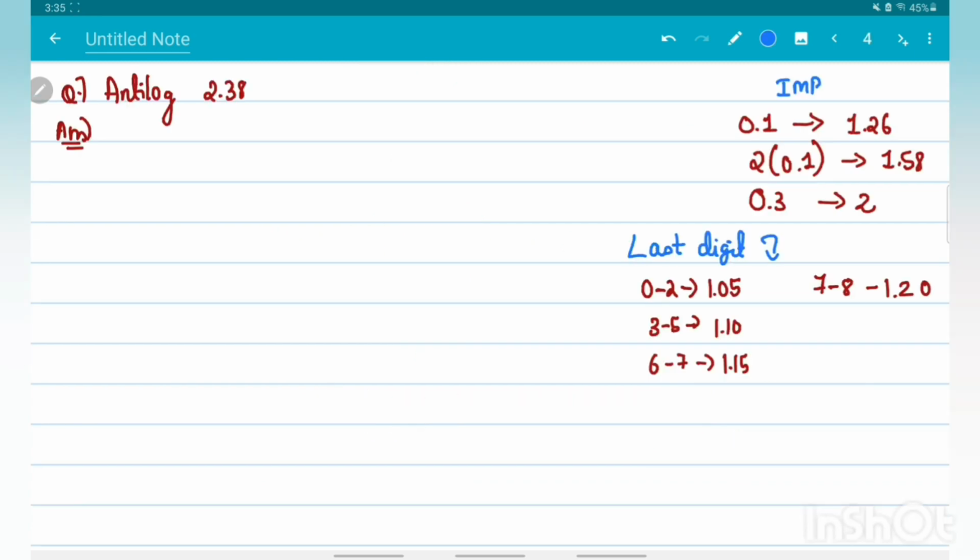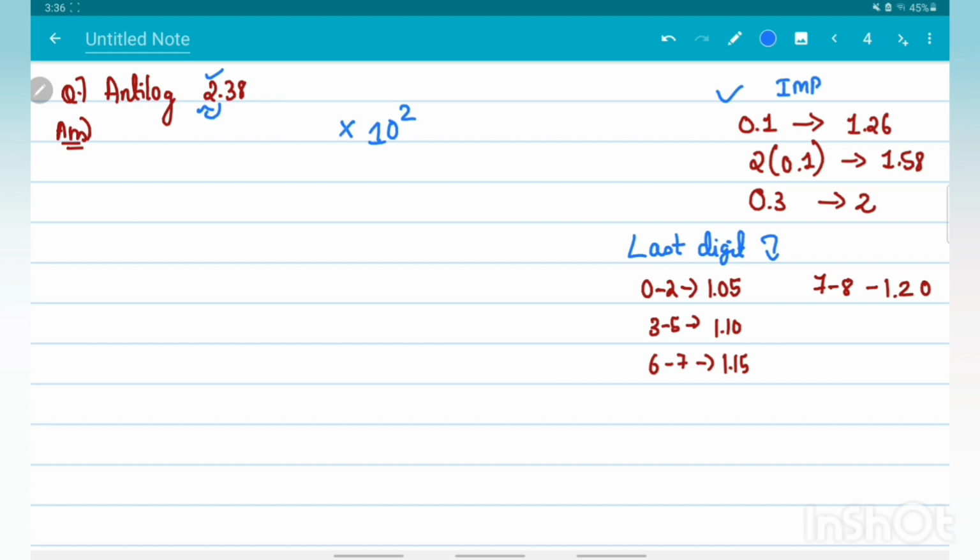Okay, so let's find the antilog of 2.38. In the starting I told you that we need to consider some important values for antilog and for the negative of antilog. Now we are going to use those values and find the antilogs. First we have got 2.38, a decimal. We will take the number which appears before the decimal, that is 2, and we will take 10 to the power 2. Anything that appears before the decimal we will take as the power of 10. So this is a trick to solve antilog.